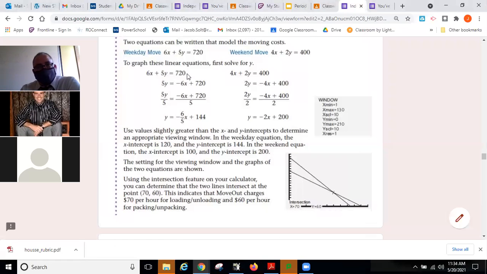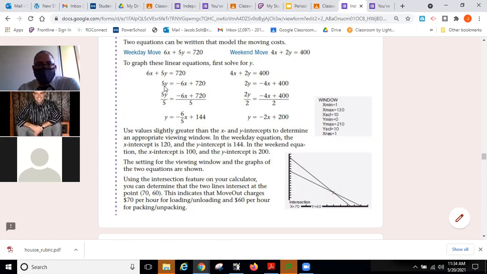So let's see how they did this. To graph the linear equations, first solve for Y. They're going to put each of these equations in terms of Y, which will make our life easier in the long run. To get Y by itself, I see I have 5 times Y plus 6 times X. I'm going to subtract 6X from both sides of my equation, which gets rid of it on this side and moves it over to the other side.